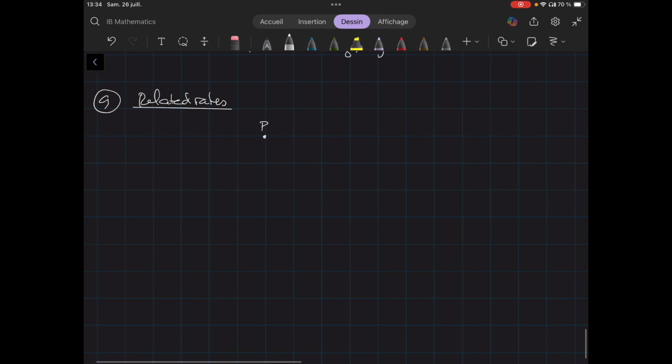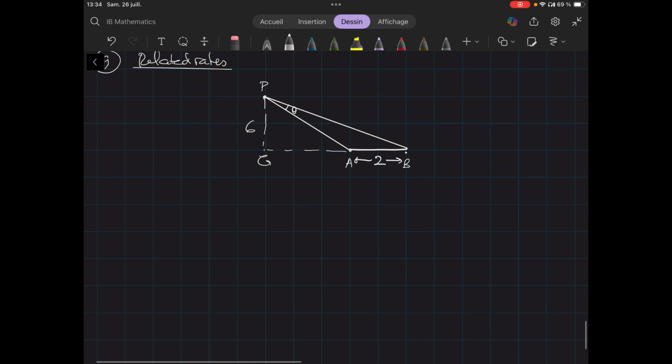So this is P, this is A, this is B. We know the distance is 2 kilometers. And we are looking at how this angle here is changing over time. We're given that this guy, PG, is 6 kilometers, as the airplane was flying 6 kilometers above the ground. Oh, and we are also given that this part is x. Part A.